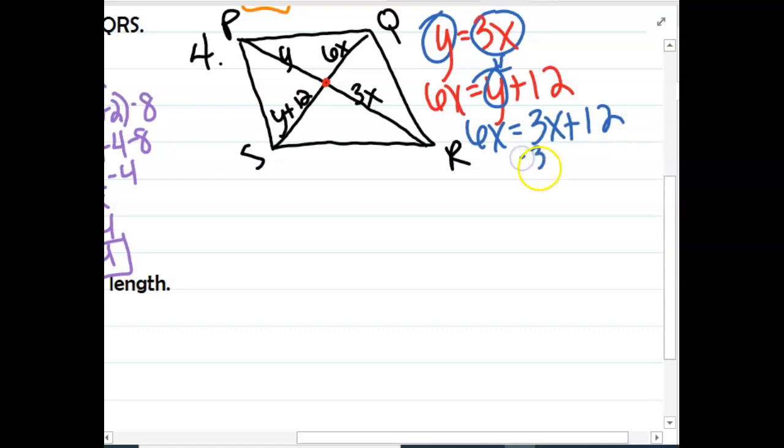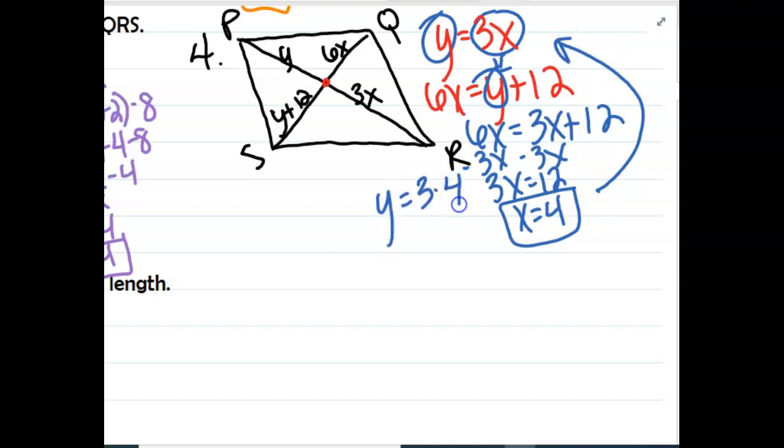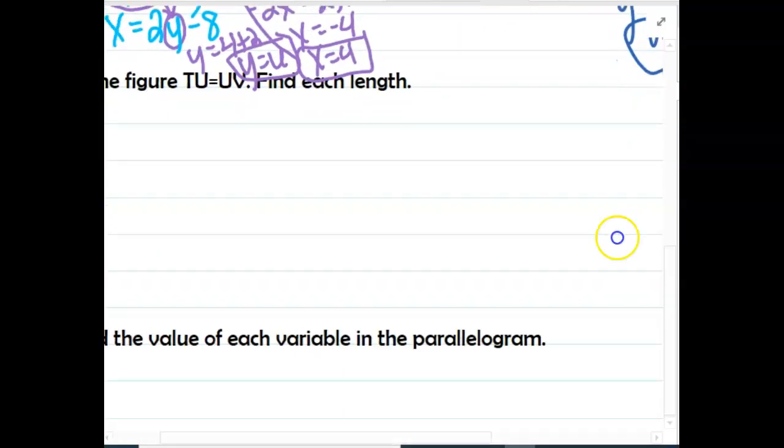Get your x's on the same side, so subtract 3x from both sides. So we have 3x equals 12. So x equals 4. Just like the last one, take that value and plug it in. So y equals 3 times 4. So y equals 12. That's probably the hardest thing in this section that you have to do, and it's not even the geometry part, it's the algebra part, solving the systems of equations. Questions on either of those two? Okay.